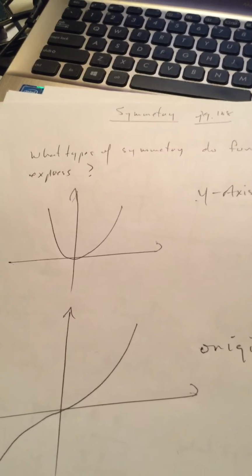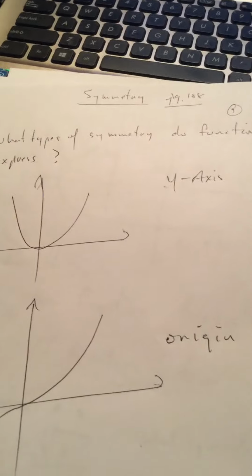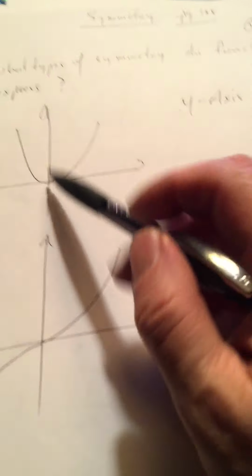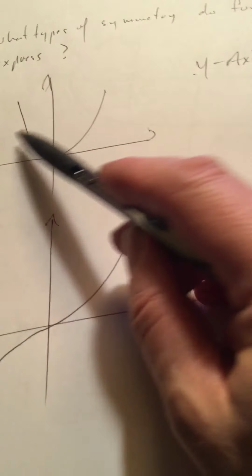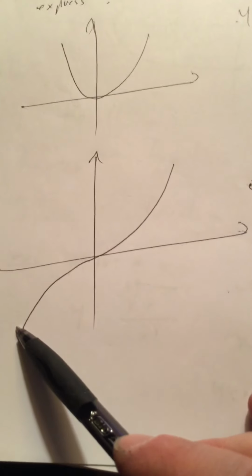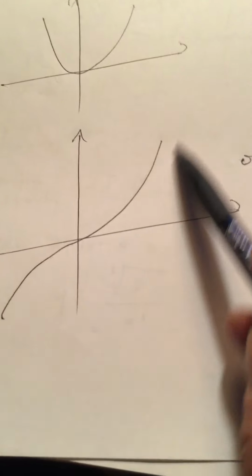So, when we say symmetry of a function, we mean symmetry of the graph of the function. So what are the types that we're looking at? Well, you've got symmetry of the y-axis, which means that what happens over here is the same as what happens over here. You've got symmetry with regard to the origin, where something comes up here and comes up here. So something that happens over here, or vice versa.